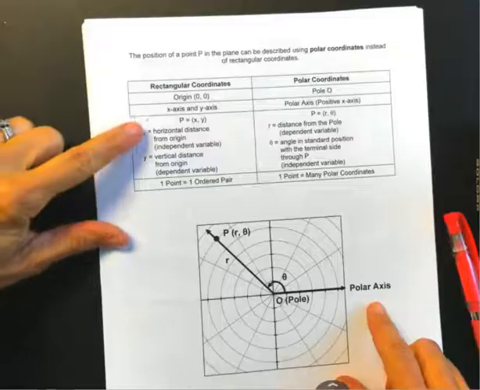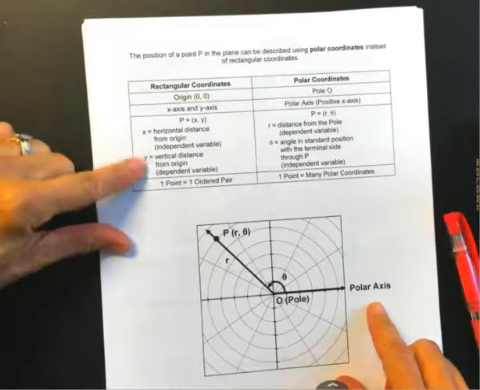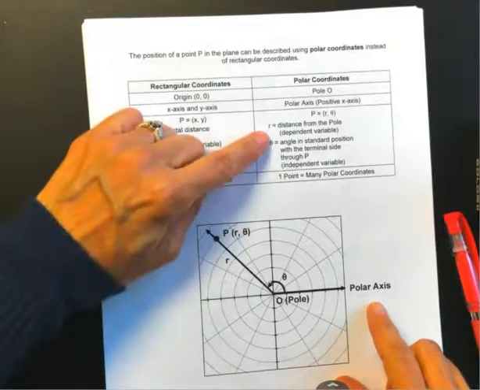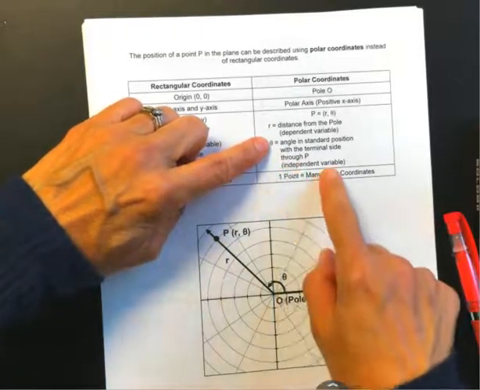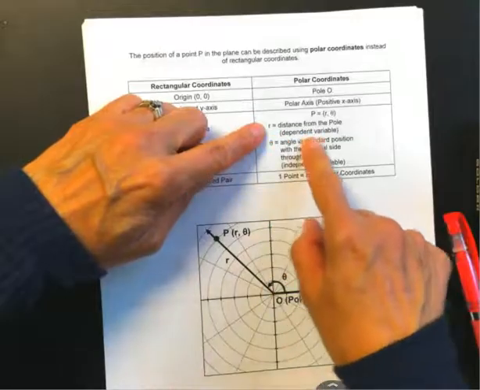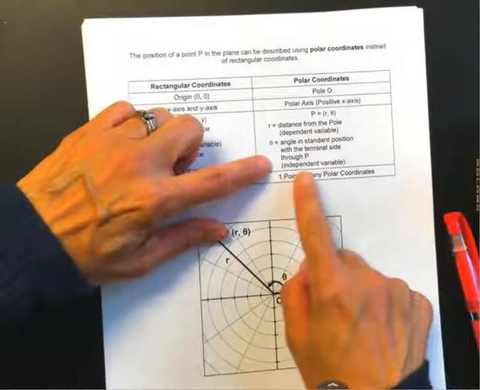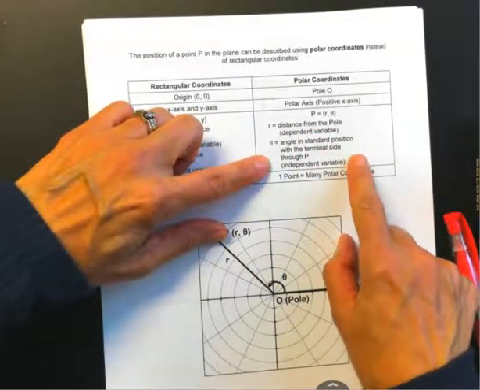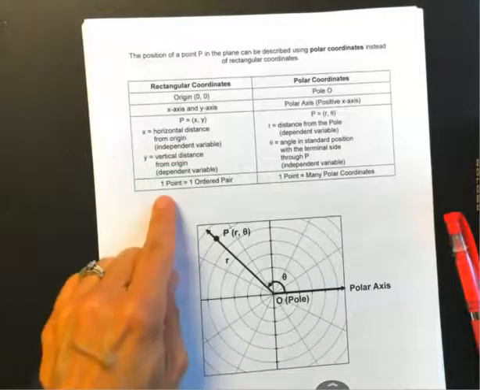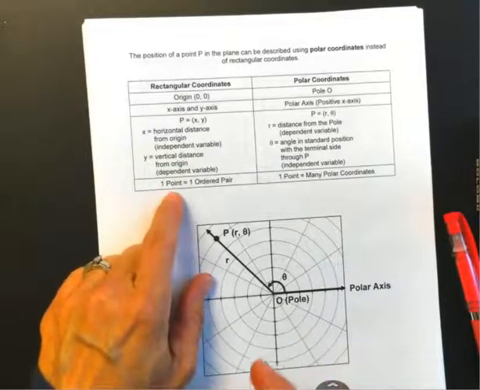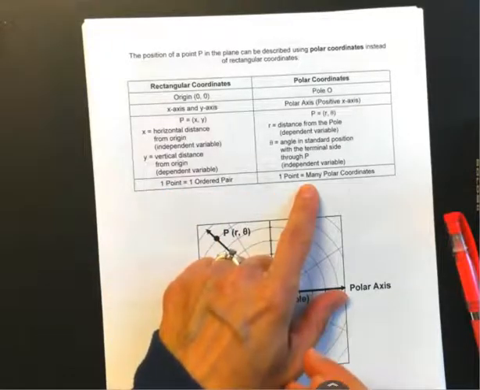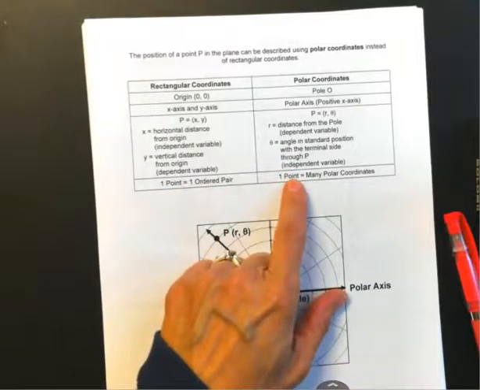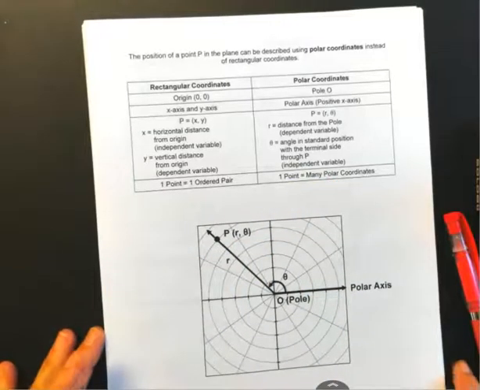We have an X and a Y, independent and dependent. Over here, it is kind of swapped. If you notice, the angle is independent. The distance from the pole is dependent. So we're going to look at this component first. There's only one way to get one point on a coordinate grid. There are four ways to get a single point on a polar grid.